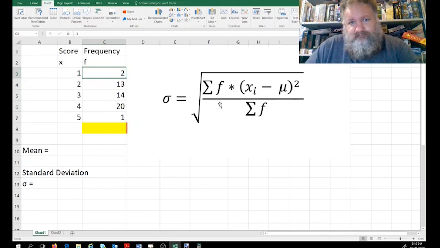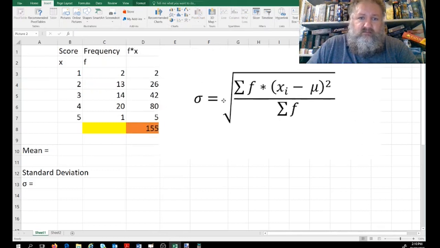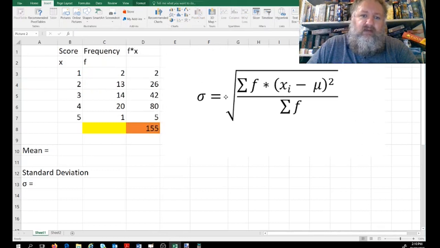First thing that we need to do is work out the frequency multiplied by the score. Now I've done that already. Here I have the f, the frequency multiplied by the x, or the score. You can see up here that all I've done is multiply these two together to get the 2. This one, the 26, is just the score multiplied by the frequency. Down here I have summed each of those together. So I'll do the same now.